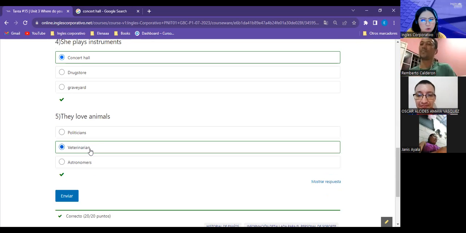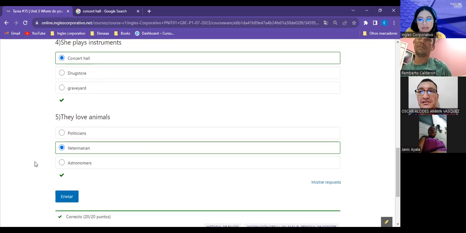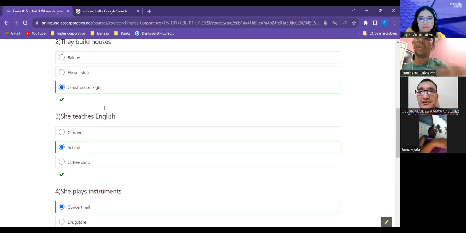But you know, dice, ¿dónde trabajan? Pero este no es un lugar. Este es una profesión. También ahí me confunde. Otra corrección que vamos a mandar. Que nos hagan esa corrección en la plataforma. Interesting. Sería vet shop. Eso es veterinaria. Vet shop.